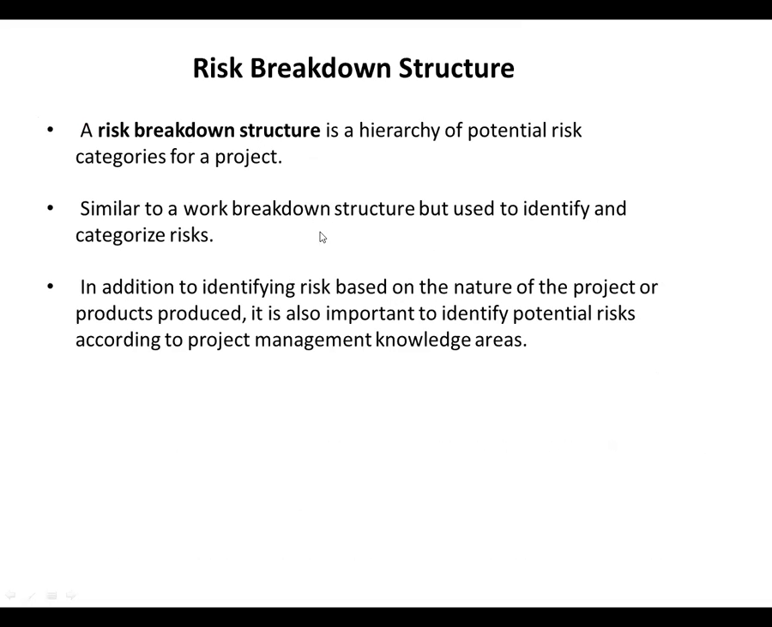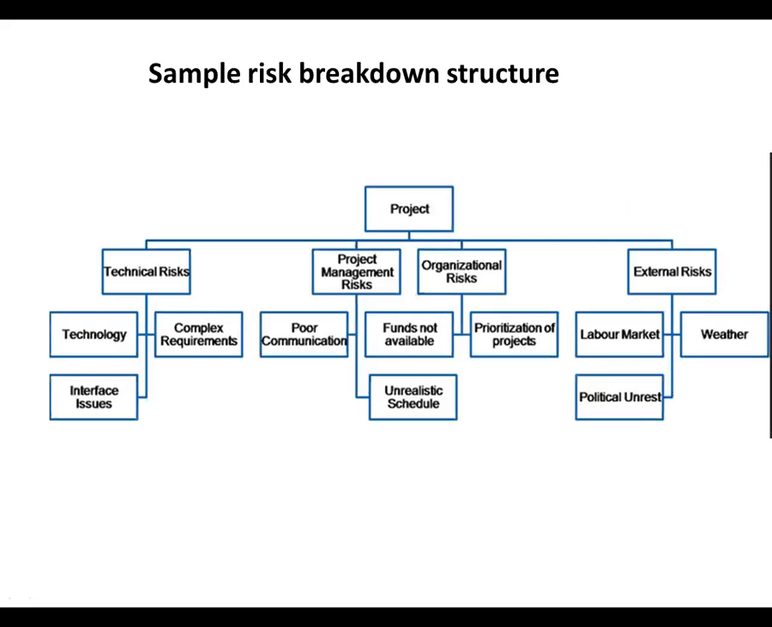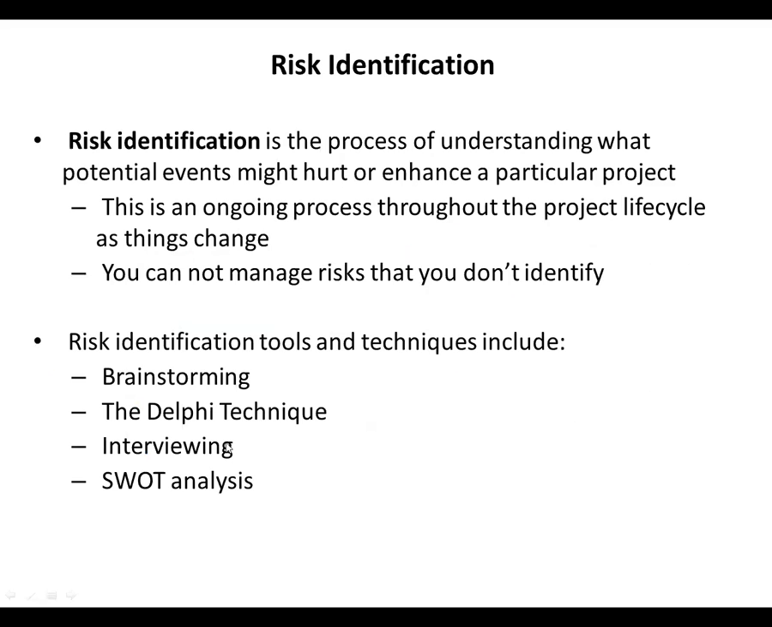The risk breakdown structure is a hierarchy of risk categories. This is one example of a risk breakdown structure. You can see risks are categorized according to type and then identified using this breakdown structure. So the first thing is risk identification. In this process, we can use these tools: brainstorming, the Delphi technique, interviewing, and SWOT analysis.